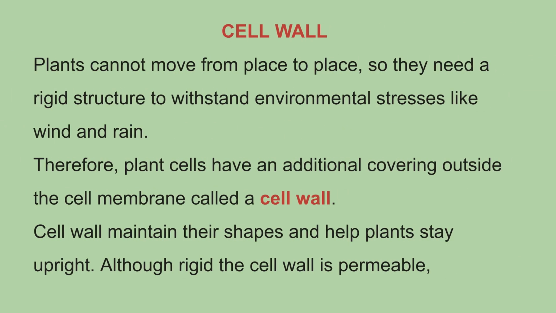Moving to the cell wall, plants require a rigid structure to resist environmental stresses like wind and rain. Plant cells have an additional covering outside the cell membrane called a cell wall. It maintains their shape and helps plants stay upright. Although rigid, the cell wall is permeable.